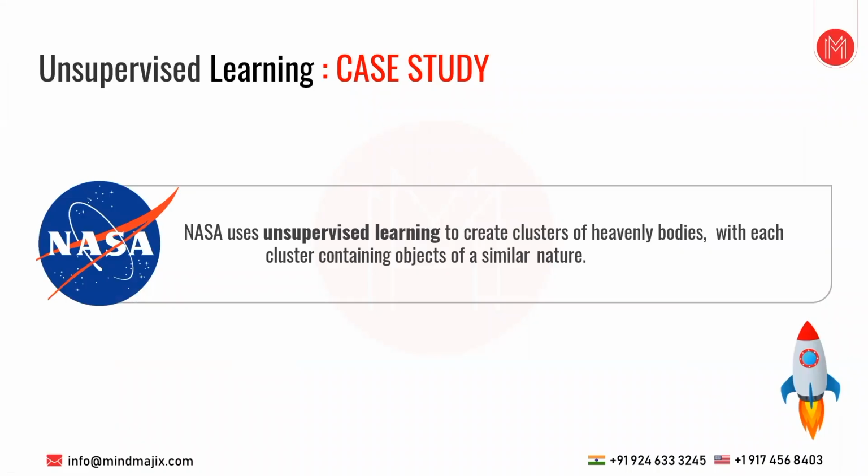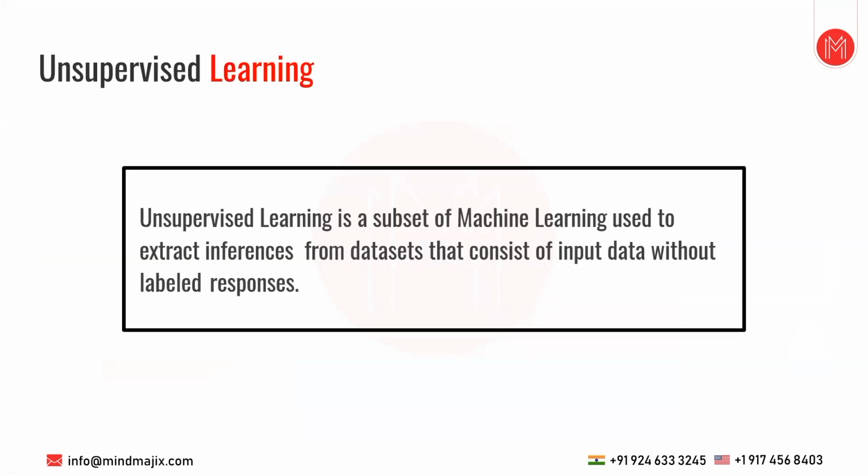So NASA uses unsupervised learning to create clusters of heavenly bodies, with each cluster containing objects of a similar nature. So whenever the clusters are not defined or identified, but objects look small or large, they can be put in some cluster based upon small objects or large objects. So let's find out the definition of unsupervised learning to get a better idea about the same thing.